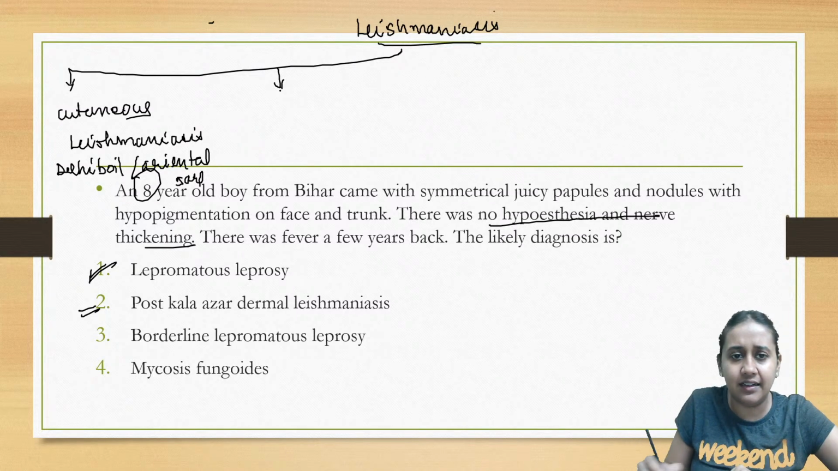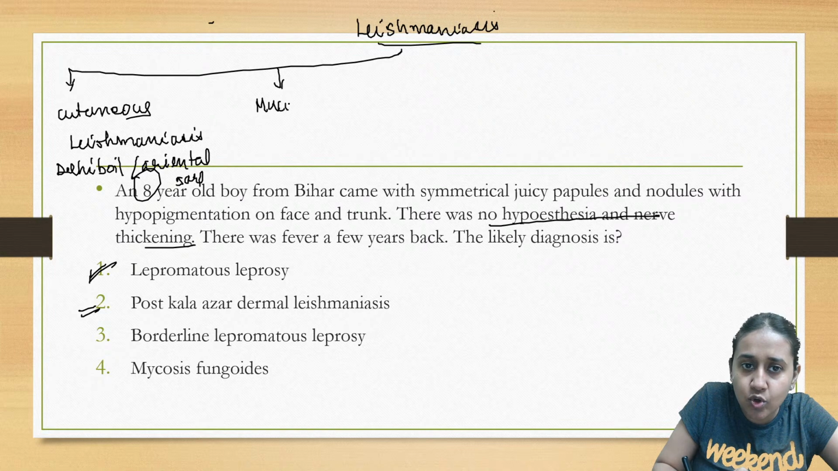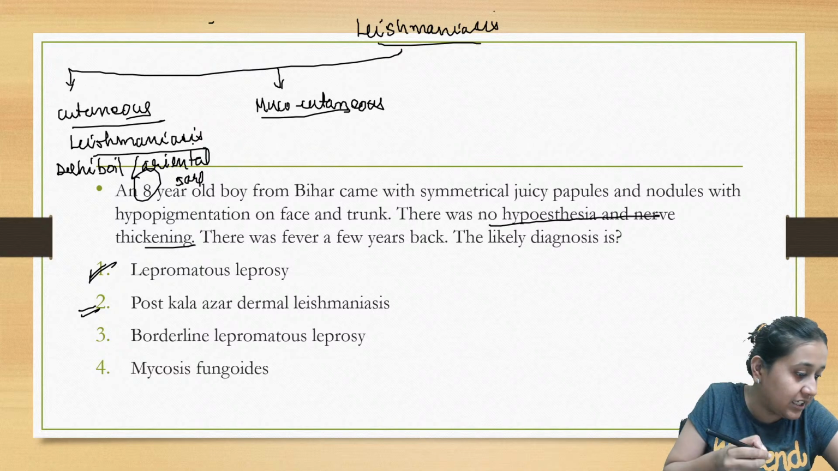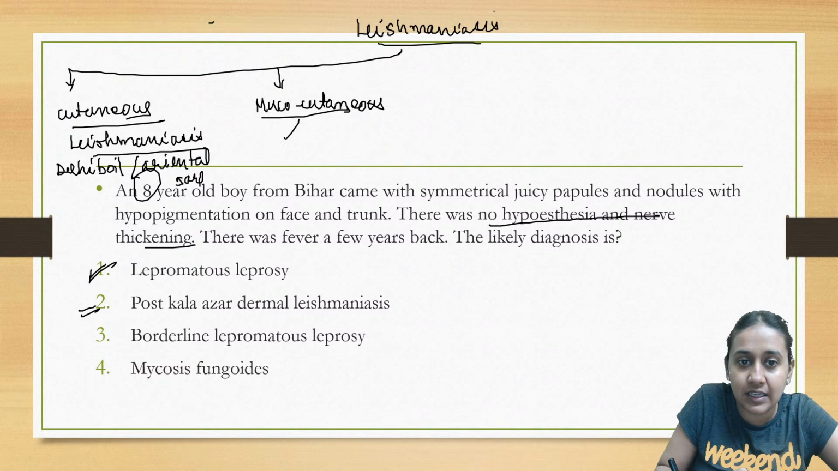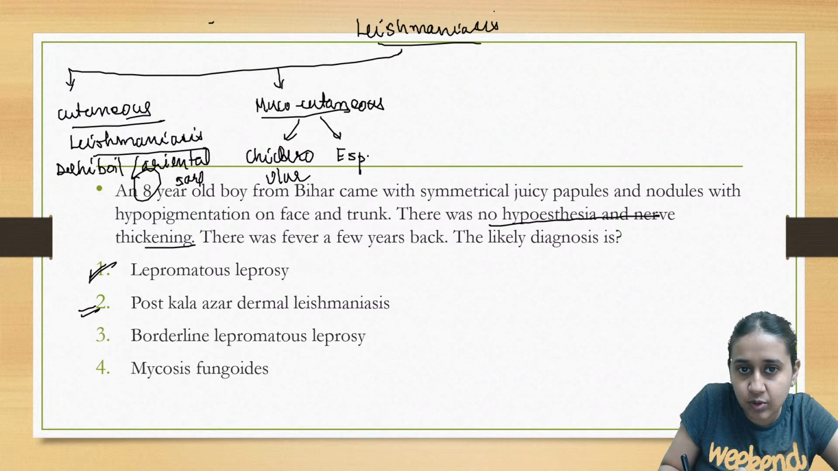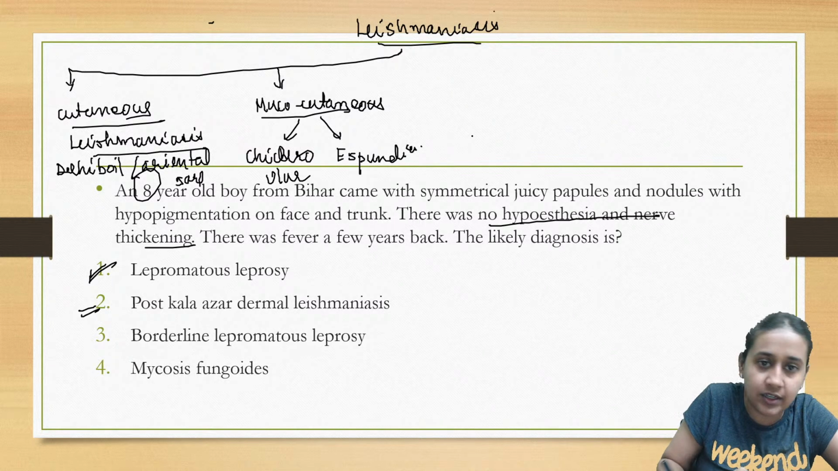What was the next thing? The second type is mucocutaneous leishmaniasis. In the mucocutaneous variant, we get lesions both in the mucous membrane as well as on the skin, and these were Chiclero ulcer and Espundia.